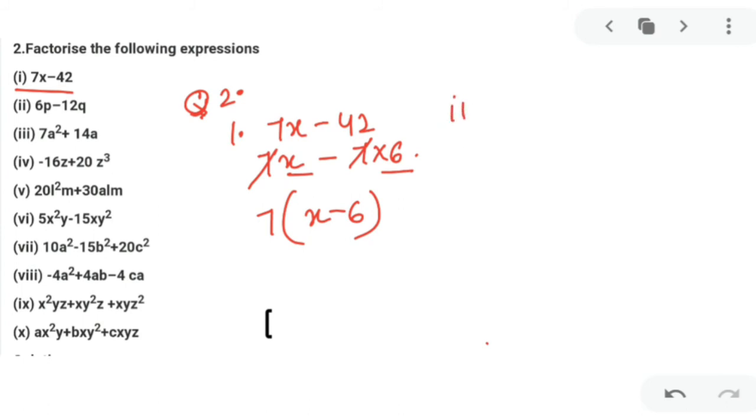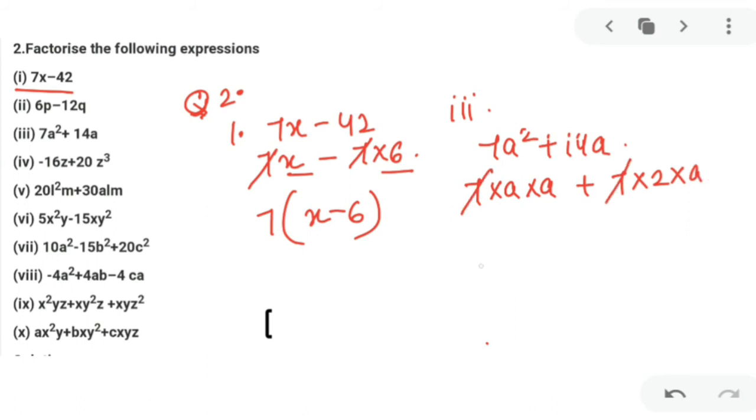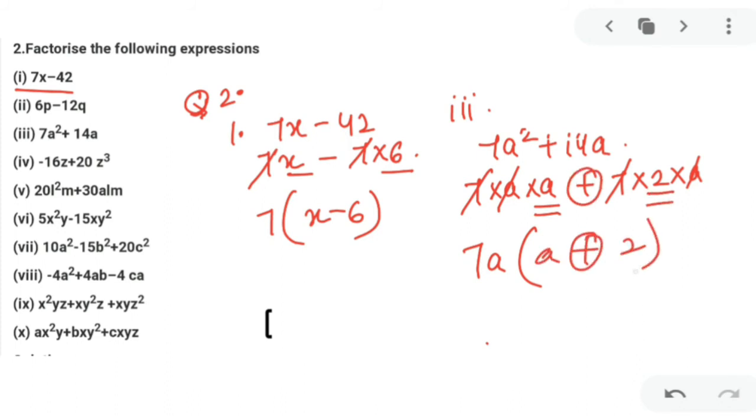Let me take the third one for you, and it goes 7a square plus 14a. What you will be doing? 7a square, 7 into a. What about 14? 7 into 2 into a. What you will take in common? 7 and a. What will be left inside? A plus 2. The in between sign you have to put it here. So what is your answer? 7a bracket a plus 2.